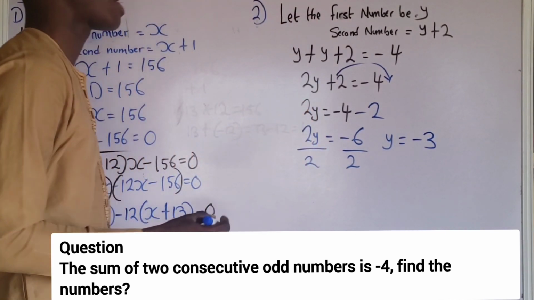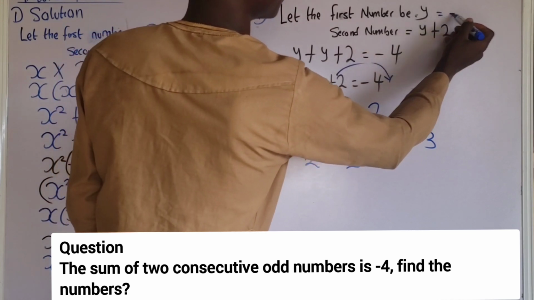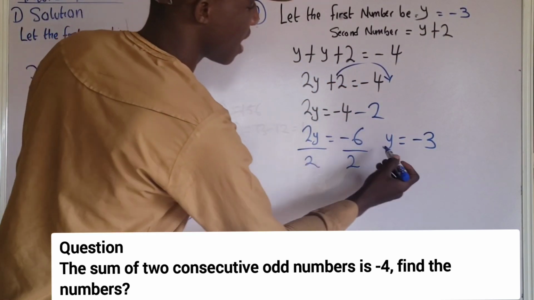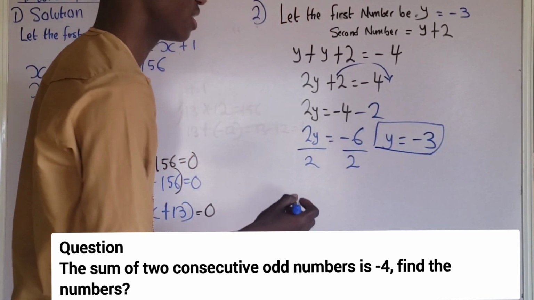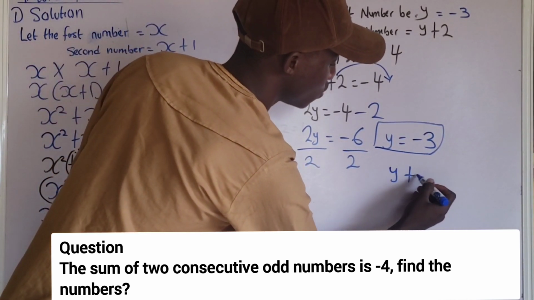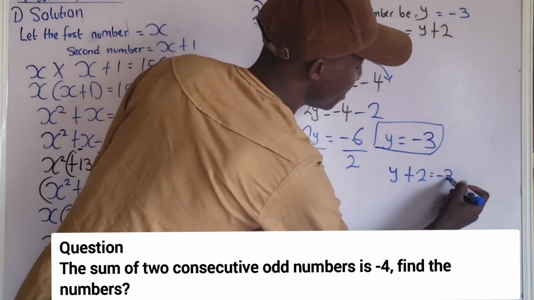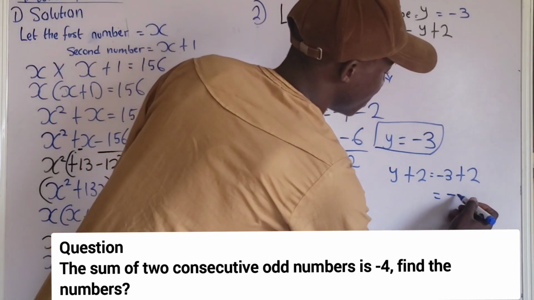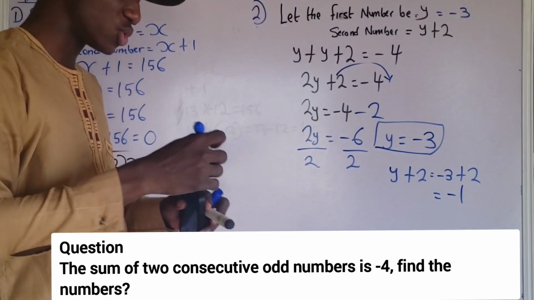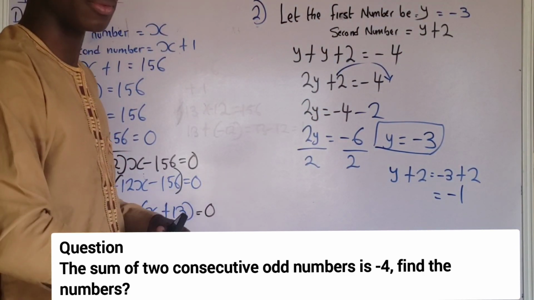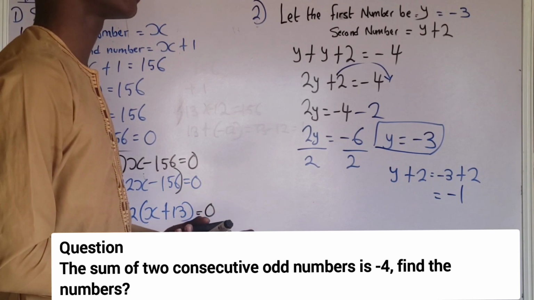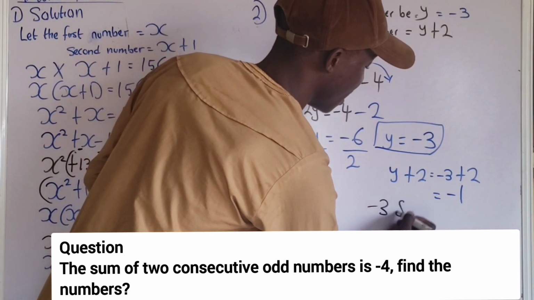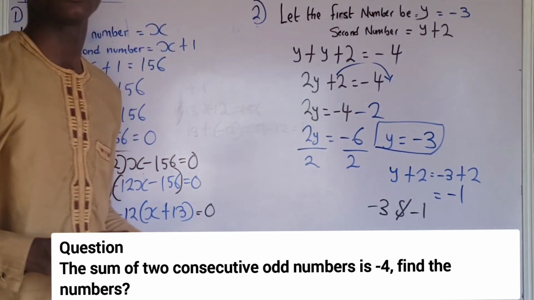So the first number is what? It is -3. And the second number is what? y plus 2. The first number is y, so y is what? -3. The second number is y plus 2, so y plus 2 will be equal to -3 plus 2. What is -3 plus 2? -1. Do you see now? Please pay attention: the two numbers are -3 and -1. You can see now. So that is the solution to the question.